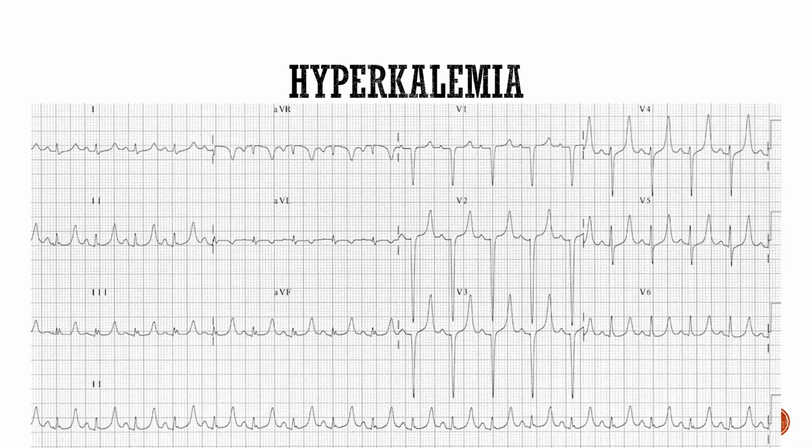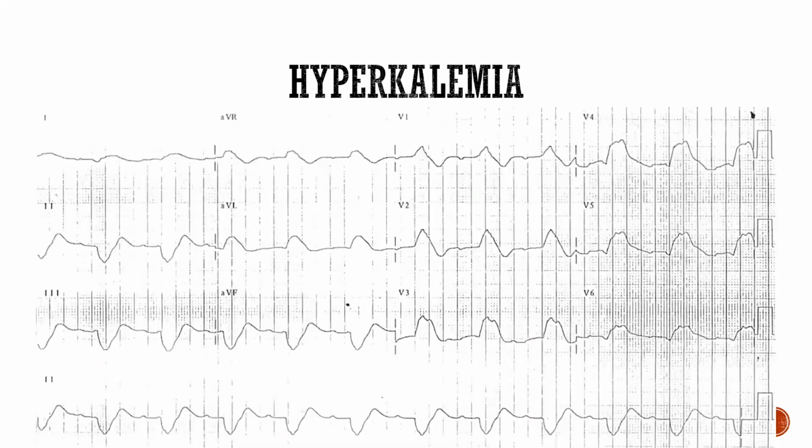Well, first off, obviously those peaked T waves, that's a classic finding. Here, this EKG has some really nice examples of peaked T waves. The wide QRS is another classic finding. I mean, this EKG just looks nasty. This person clearly needs calcium and bicarb.